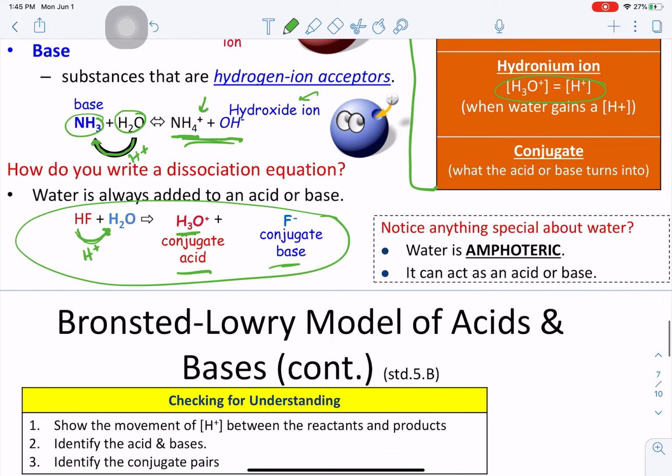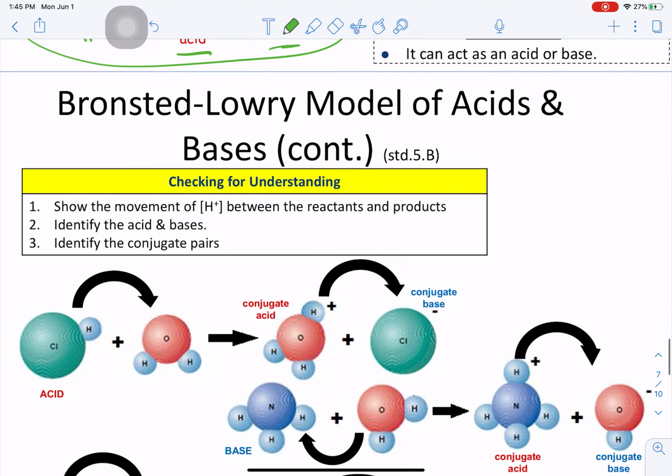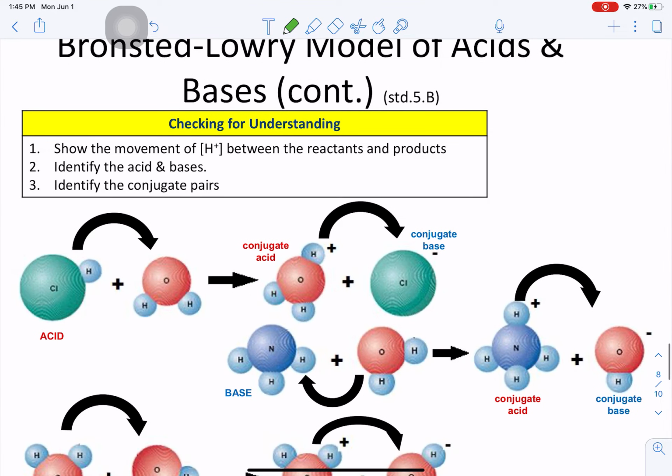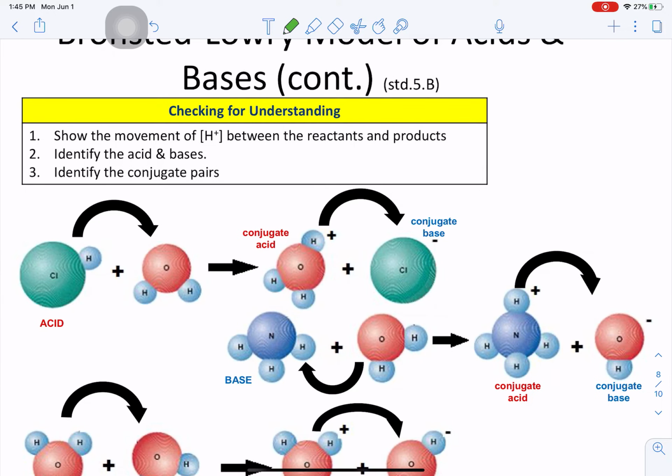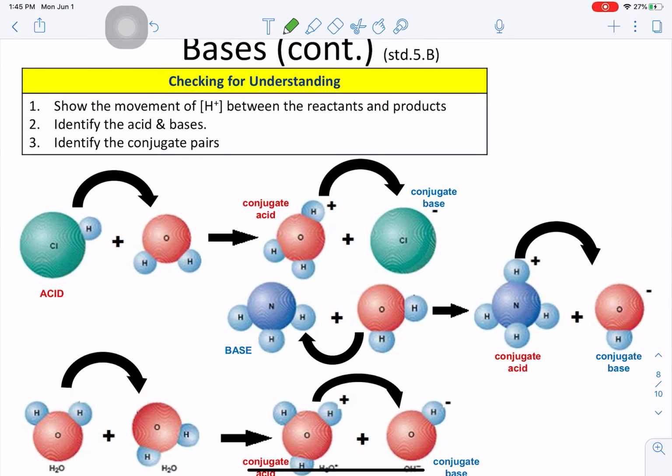It's amphoteric. All right, now, the Bronsted-Lowry model, checking for understanding. These are all filled out for you. I'm just going to go through a couple of them. So I wanted you to show the movement with arrows, not only in the reactant side, but also in the product side. Okay, and then identify the conjugate acid-base pairs.